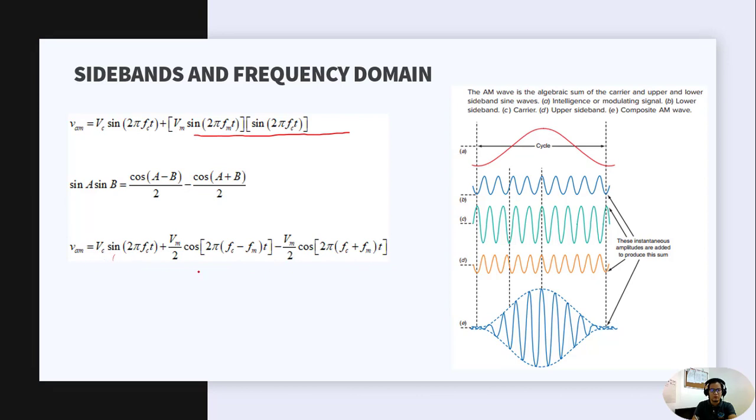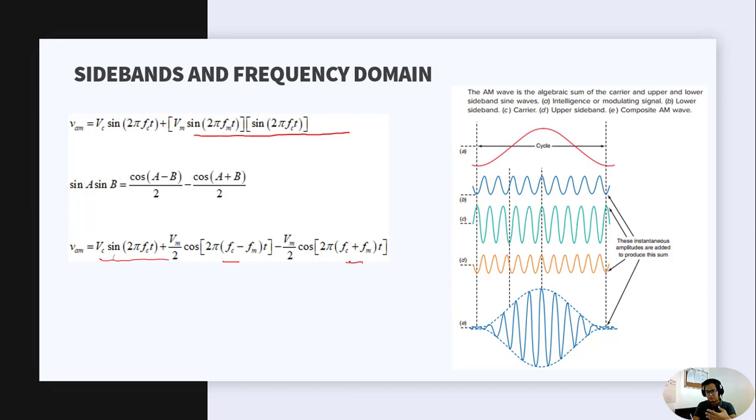Because from this equation, we can clearly see that the AM wave or the modulated wave has merong tatlong signal. First is the carrier, second is the lower sideband, and third is the upper sideband. So ito pala ay sum ng tatlong frequencies na to. Now, paano ko nasabing ito si lower sideband? Kasi FC minus FM siya. So yung frequency niya mas mababa sa FC. So this will be the lower sideband.